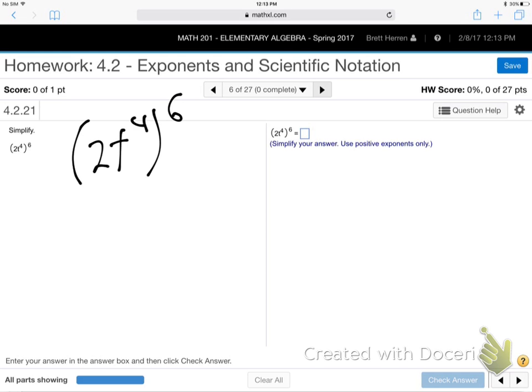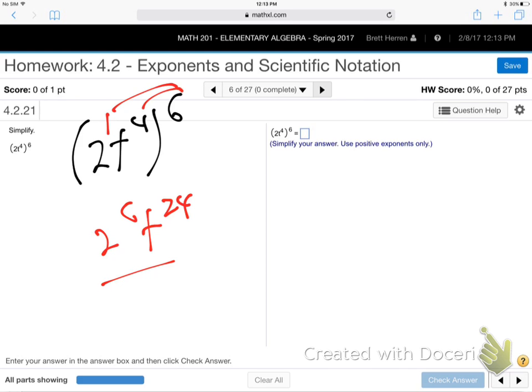Okay, so the powers outside parentheses do what? They multiply powers inside. What powers are inside? 1 and 4. Yeah, don't forget about that 1. That's the trick. People tend to forget about that 1 there, and they'll just do 6 times 4. But you also have to do 6 times 1, huh? So it becomes 2 to the 6th, t to the 24. That's the right answer. See, that's so they forget about the 6 times 1 thing. Is that good?